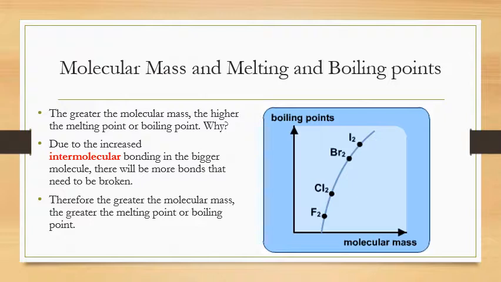Also, it's important to consider the molecular mass and the melting and boiling points, which can be shown in the graph. Fluorine has the lowest molecular mass and iodine has the highest. So you should expect fluorine to have a lower boiling point than iodine. The reason is that you have increased intermolecular bonding in a bigger molecule, so there'll be more of these intermolecular bonds that need to be broken. Therefore, the greater the molecular mass, the higher the melting or boiling point of that particular substance.